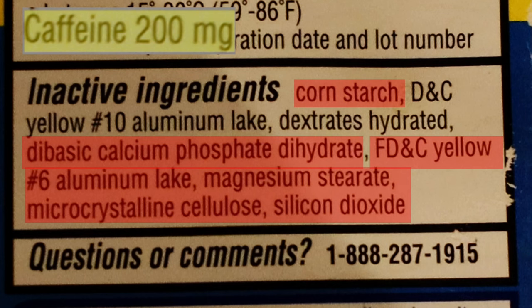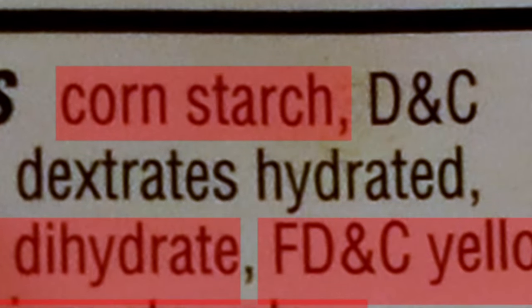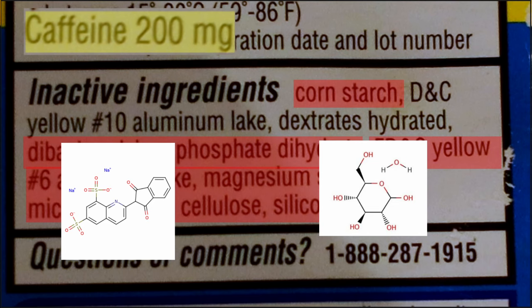So if all of these things were insoluble, that would be great. But unfortunately, we've got a big problem here. D&C yellow number 10, aluminum lake, and dextrates hydrate. These things suck. You can see here from all these polar bonds, these things are insanely polar. That makes them very water soluble. Looking it up, they both dissolve in water way better than caffeine. So we'll keep that in mind, because that's going to be our exploit for separating them later.